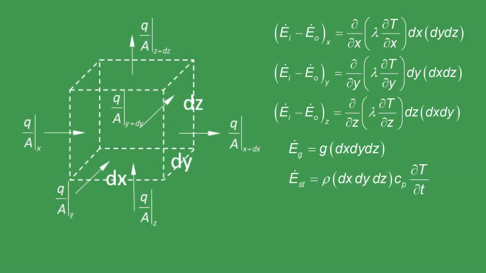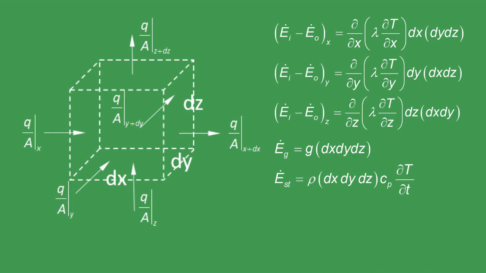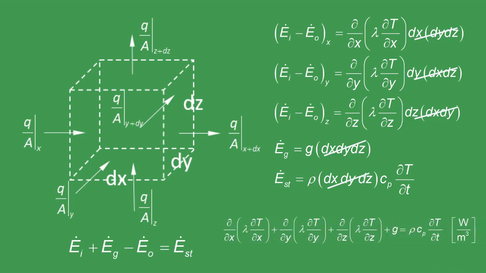After completing the analysis of inputs and outputs by conduction, we can add the internal generation and the storage terms. By substituting all the energy terms into the conservation equation, the volume can be omitted. The application of the energy conservation equation inside a solid gives the heat diffusion equation.